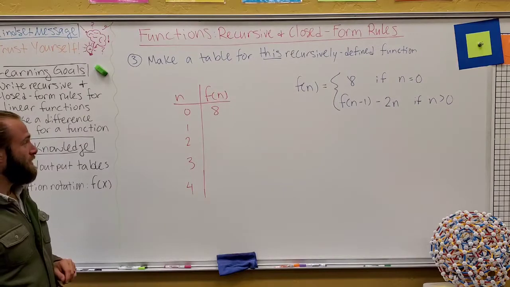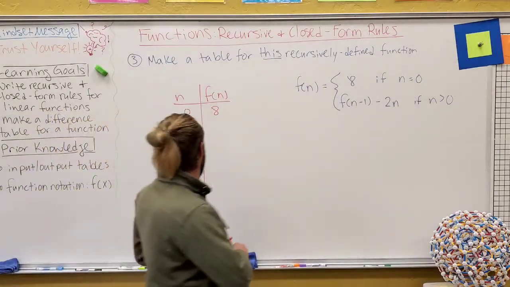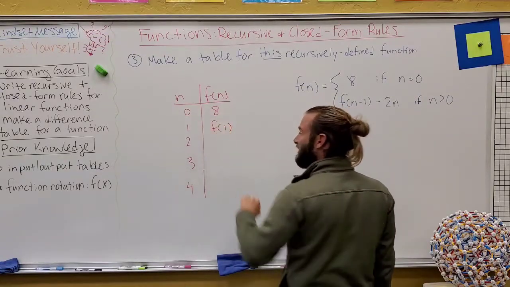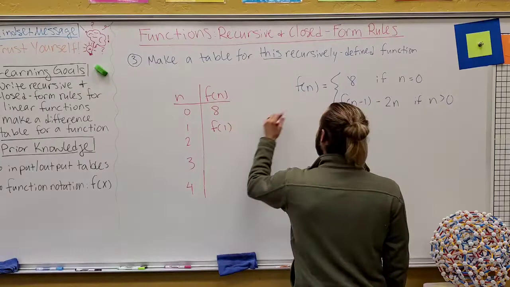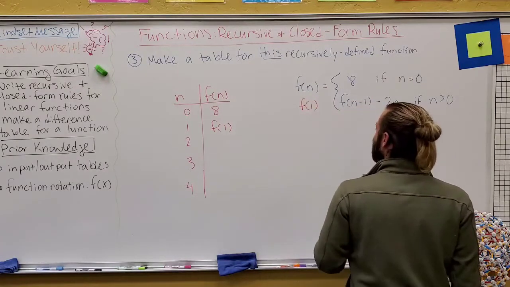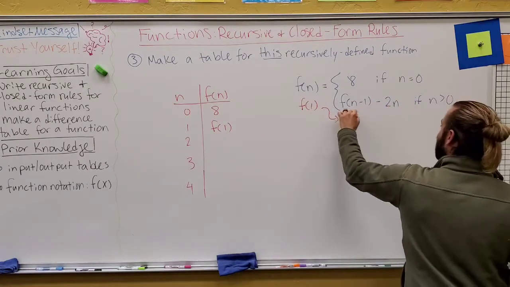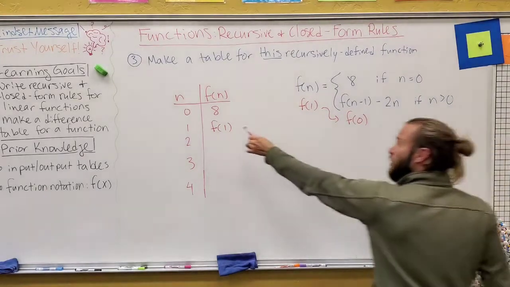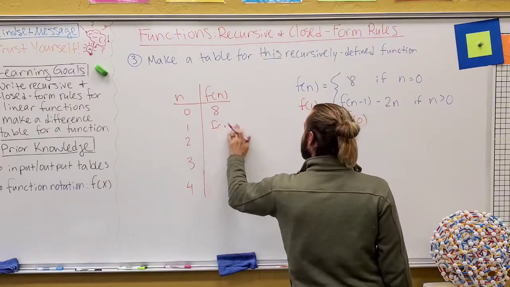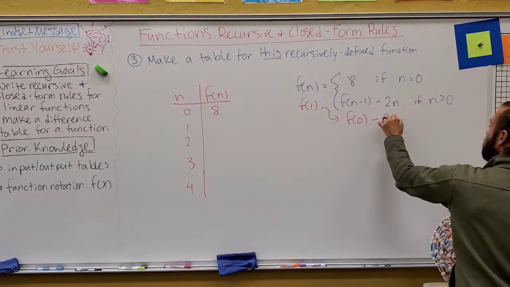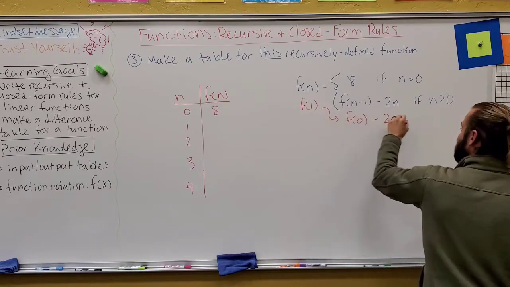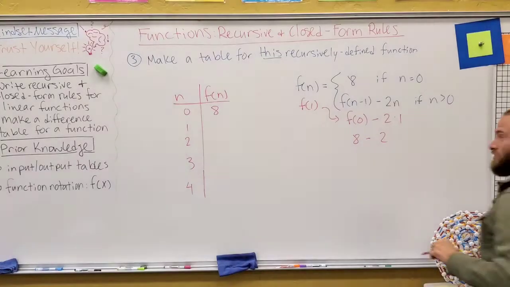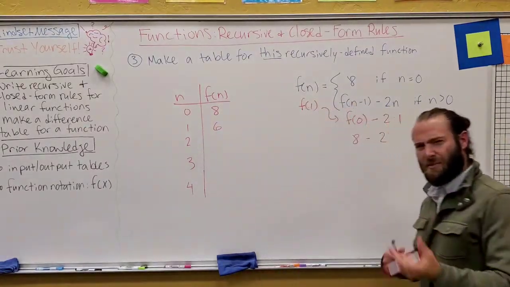Okay, let's check your work. So let's say we want f of 1 right here, yeah? Okay, so this one is literally going to be f of 1. But in order to calculate that, we actually need to take the previous output, which is what's 1 less, right? 0. F of 0, and we know f of 0, right? That makes sense? Minus 2 times whatever n I'm at, which is 1. In this case, that's going to be 8 minus 2. So that's going to give me 6. Does that kind of make sense to you?